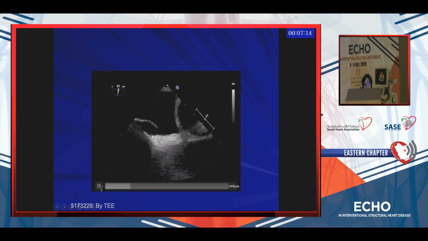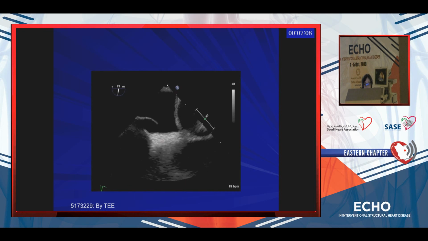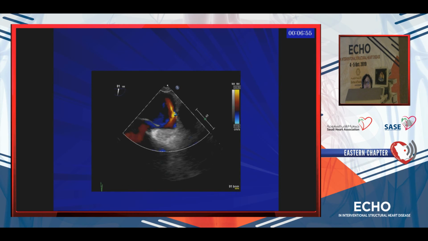Look at the distance. One of our colleagues went crazy about it, and he did all the measurements. But the interesting thing to see is that there are already bubbles on the left side. So this patient does not have only left to right shunting, he also has right to left shunting, and you can clearly see the right to left component of this shunt.